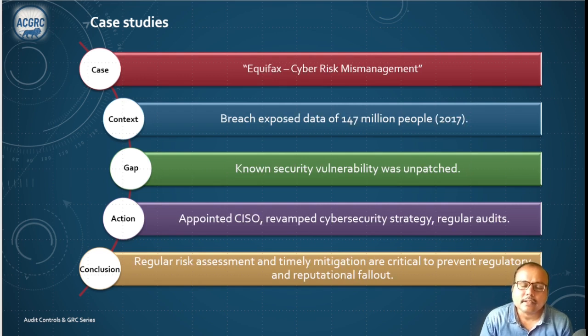The next case is wherein known security vulnerabilities were left unpatched, causing a breach wherein 147 million people's data was exposed. This is the case of 2017. The organization here is Equifax. The result of this review: there was an appointment of a CISO, there was a revamp of the cybersecurity strategy, and a regular audit was triggered as part of their overall governance. In conclusion, regular risk assessment and timely mitigation are critical to prevent regulatory and reputational fallout.